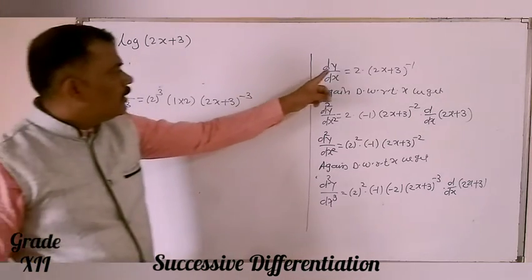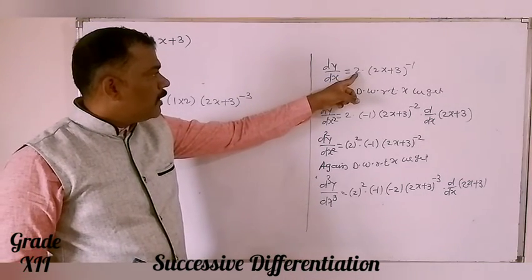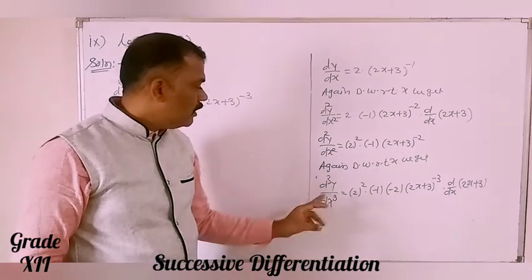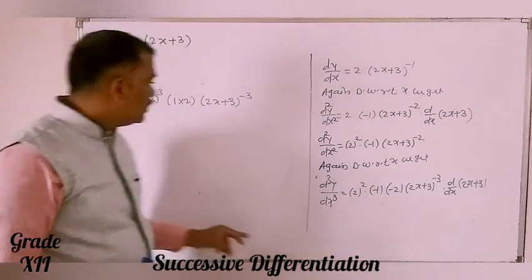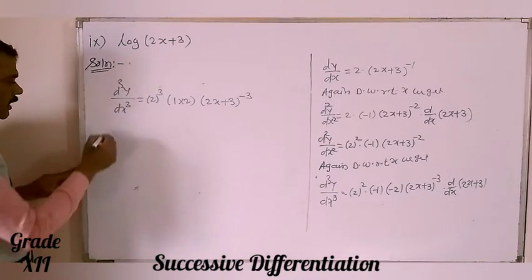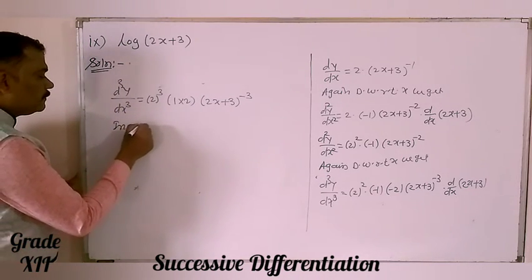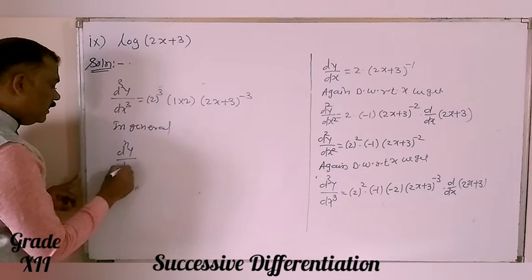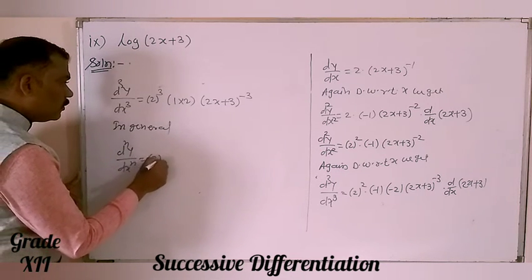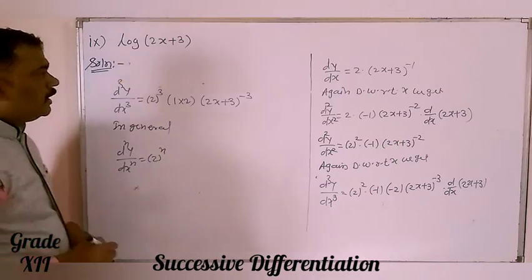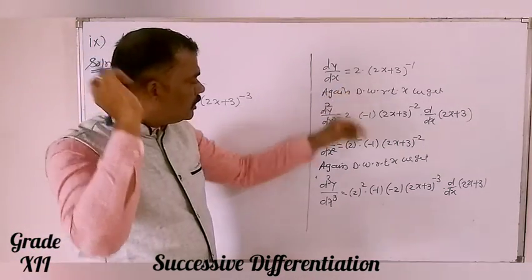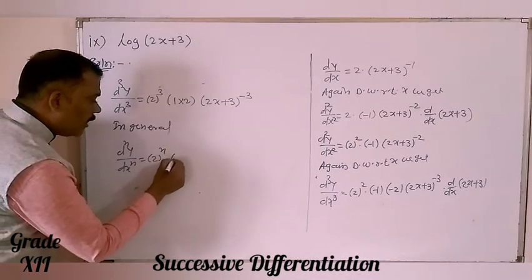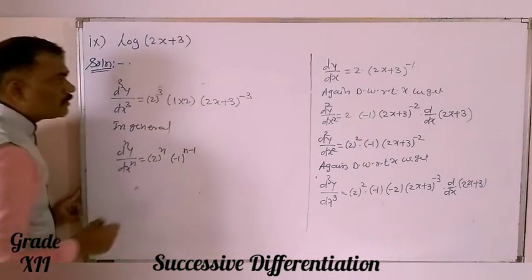So here coefficient 2, power is here 1 for first order derivative. For second order derivative, power is 2. For third order derivative, see here, power is 3. So that we can write in general d^n y by dx^n is equal to 2 raised to n. Okay, here for first order derivative positive sign, second order derivative negative sign, so that we can write (-1) raised to n minus 1.